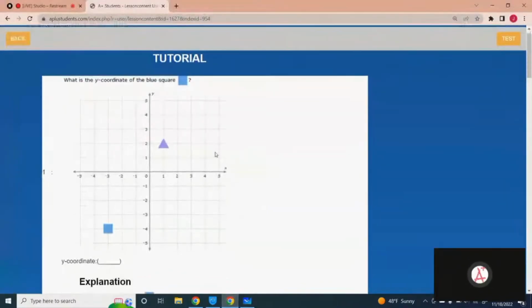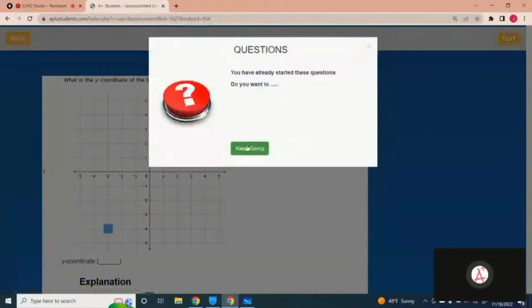Okay, let's start with the first one. Example: what is the y coordinate of the blue square? Here is the blue square. Which quadrant is it in? It is in the third quadrant. Got it? So what is the y value? Just match it with the y value. So the y coordinate is negative 4. Got it? Let's start with the test.